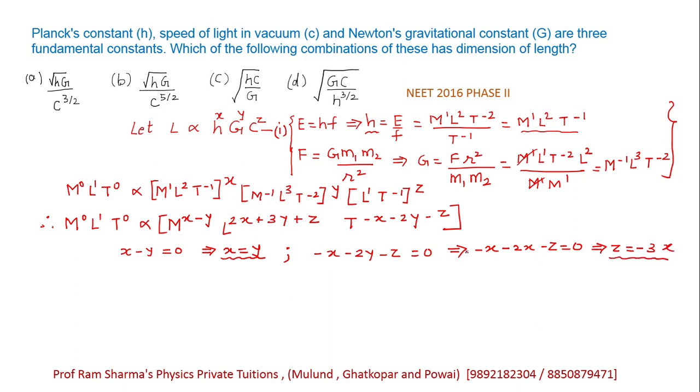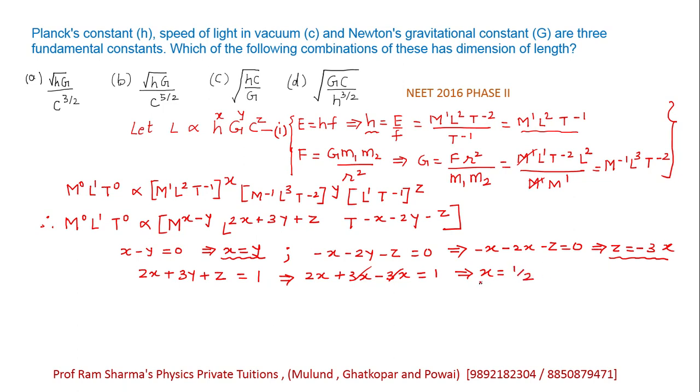Now the last one, that is equating the power of L. The power of L on the right hand side is 2x plus 3y plus z, and on the left hand side it is 1. So if you solve this, we can write y as x and we can write z as minus 3x. So everything will go in x. So we'll get 2x plus 3x minus 3x equal to 1. So plus 3x minus 3x gets cancelled and you'll get x is equal to half.